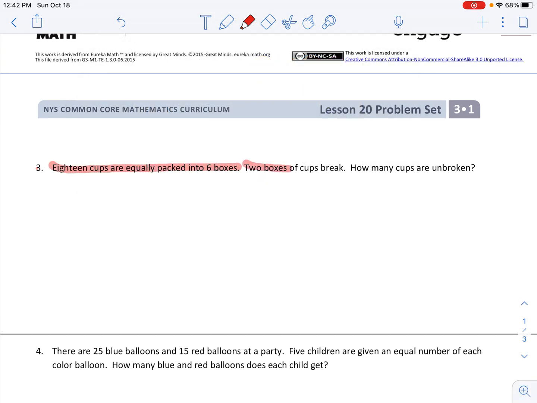18 cups are equally packed into 6 boxes. 2 boxes of cups break. How many cups are unbroken? Okay, so I'm going to draw this one out. This one is a little bit tricky. I need to think about what they're telling me.